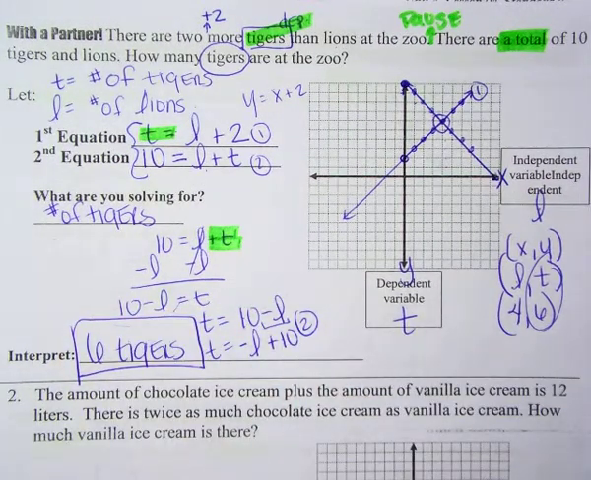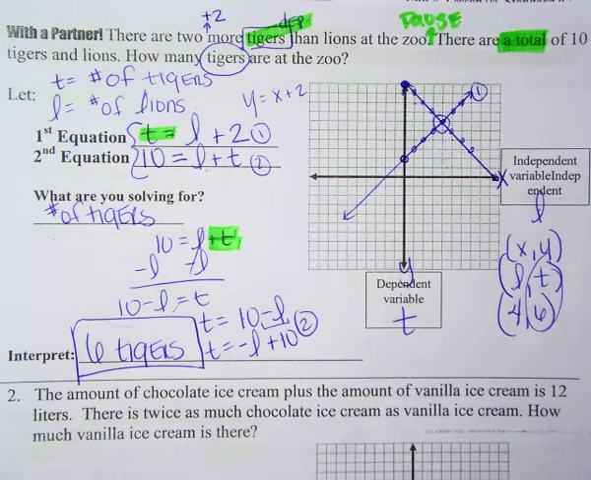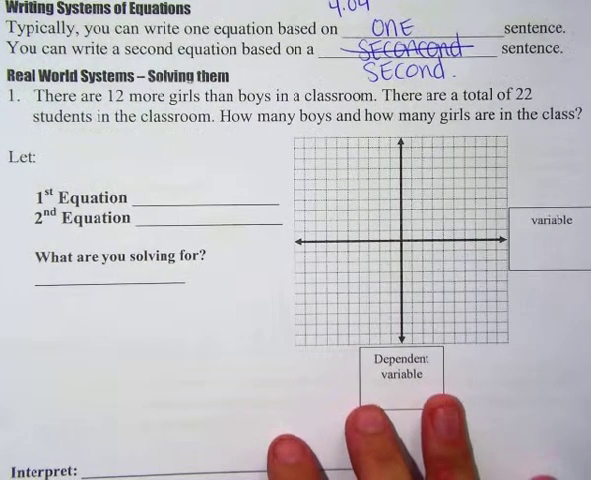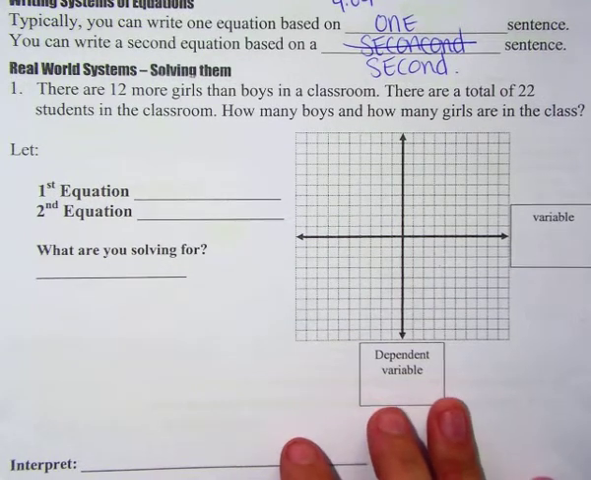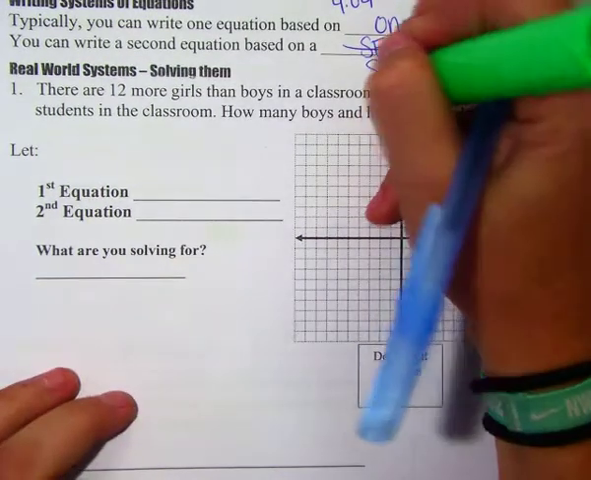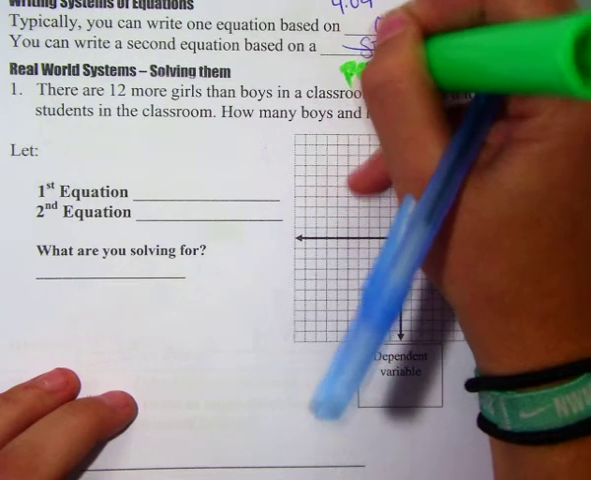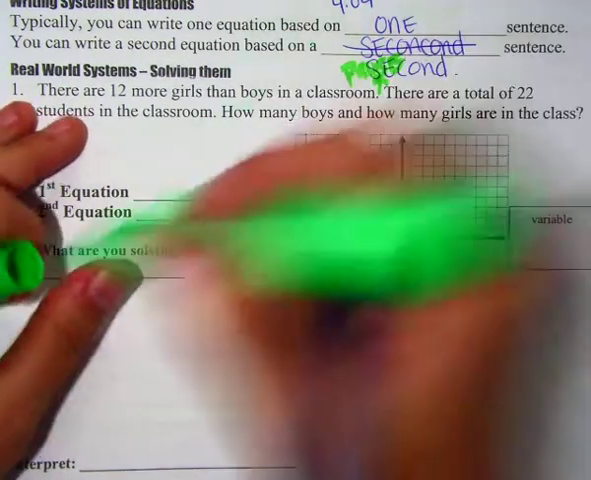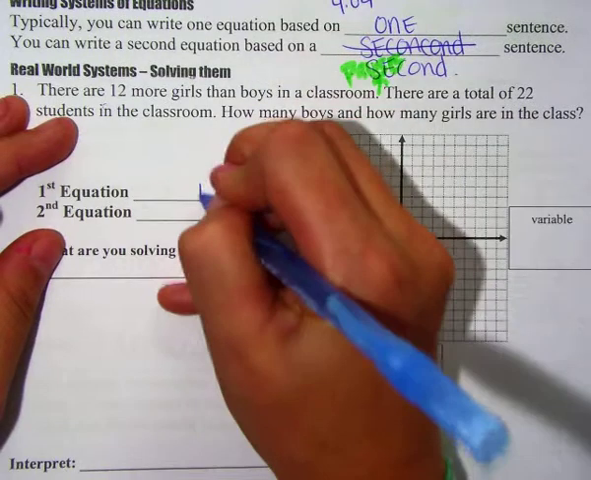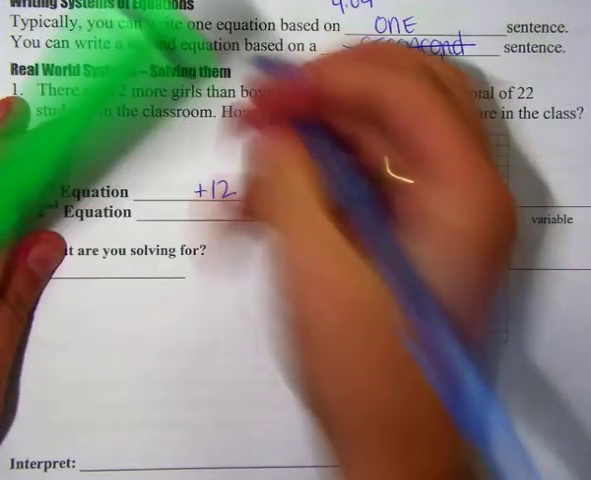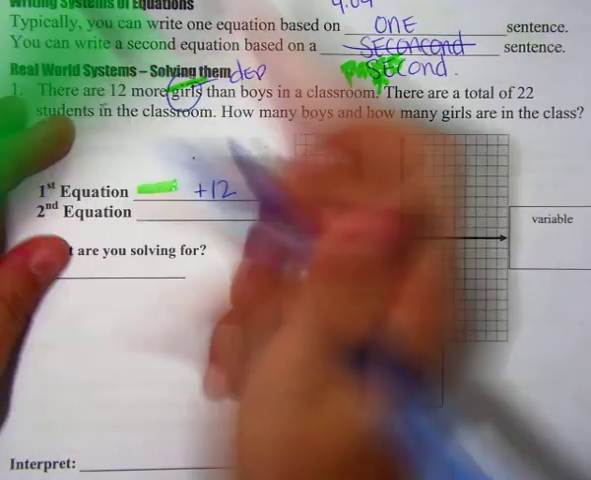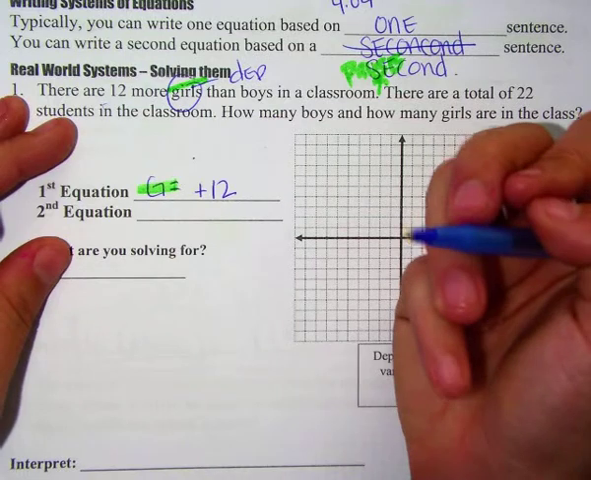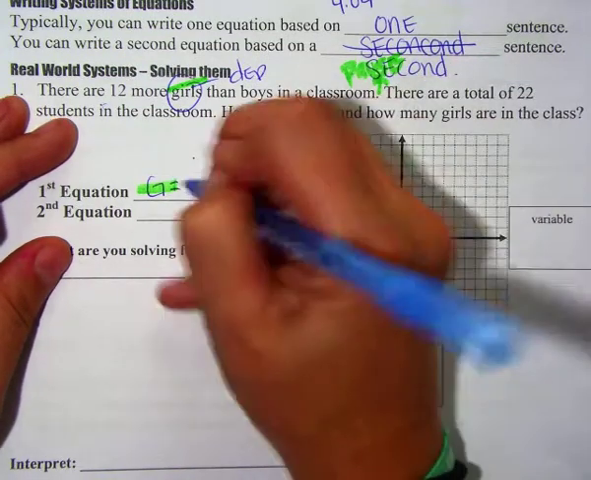So that's how you solve these types of problems, okay? I'm going to go back to this one. I'm just going to write the equations and scale it. I'm not actually going to graph it. So this says there are 12 more boys than girls in the classroom. I'm going to go ahead and pause and write this equation. 12 more girls tells me plus 12, and girls is the dependent variable. So it'll be G equals boys in the classroom, B plus 12.